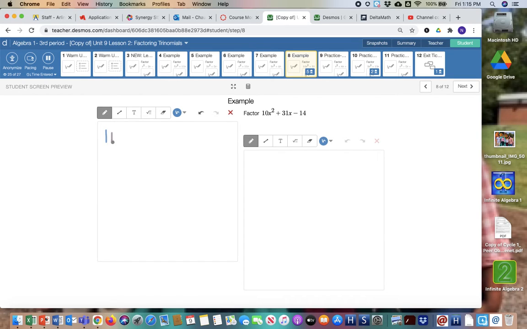So again, I'm going to copy the problem. So 10x squared plus 31x minus 14. And again, it's going to be a similar process. It's just we have to pay attention to the signs, pay attention to the numbers, right? So it's got to add to positive 31. It's got to multiply. What does it have to multiply to again? Oh yeah, first term 10 times last term, negative 14. Negative 140.